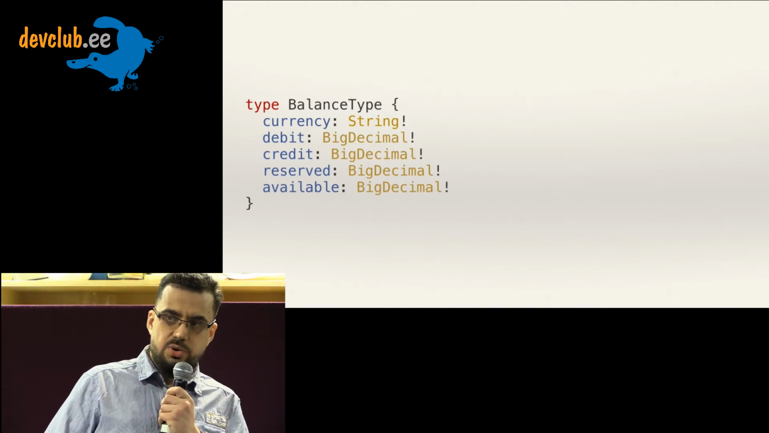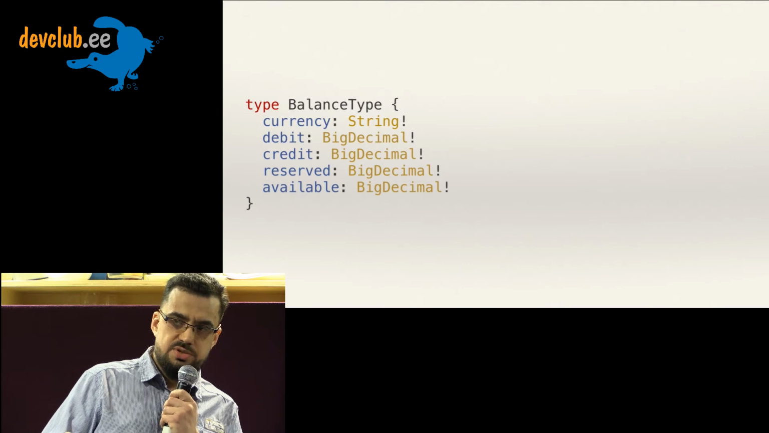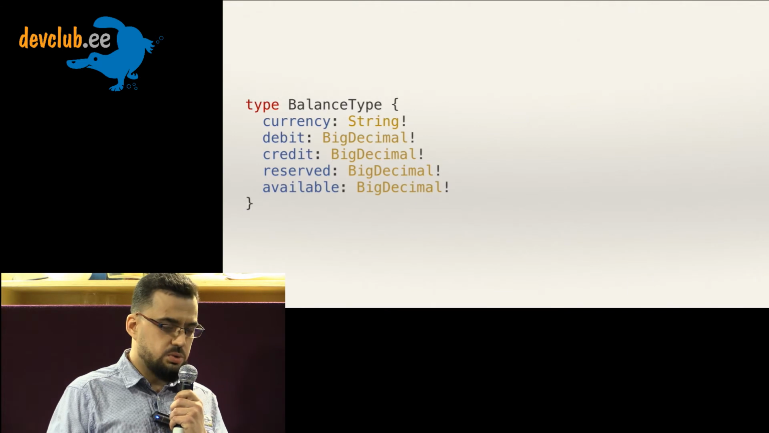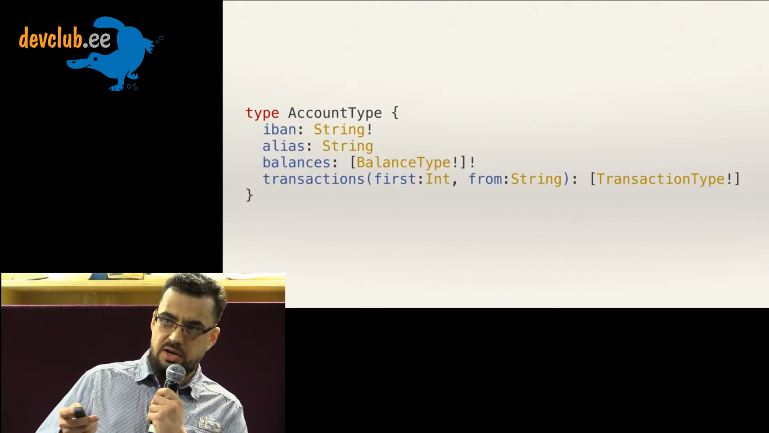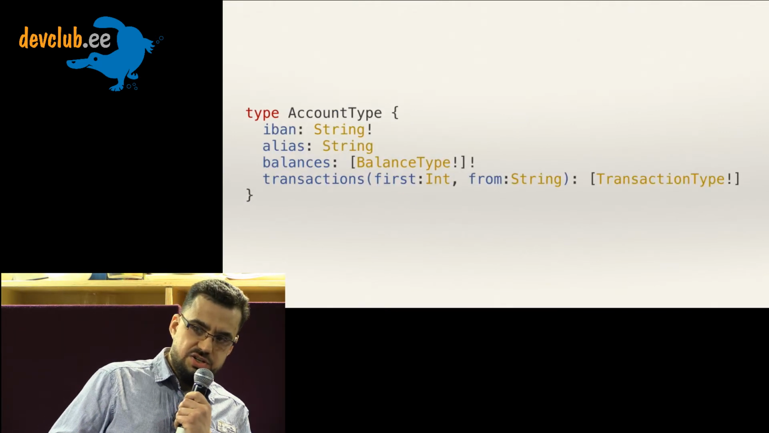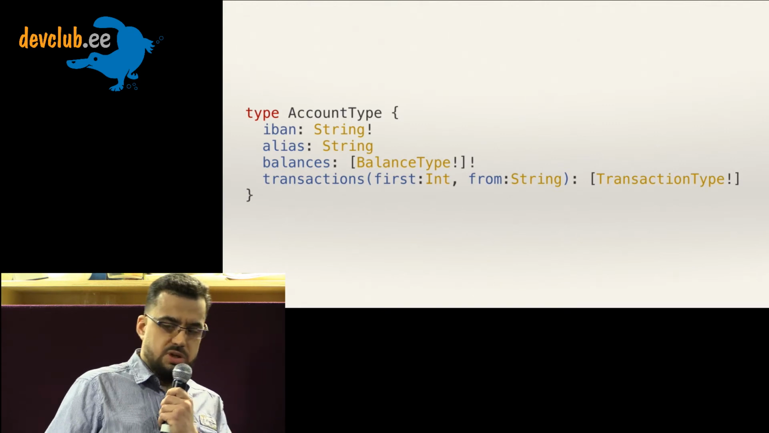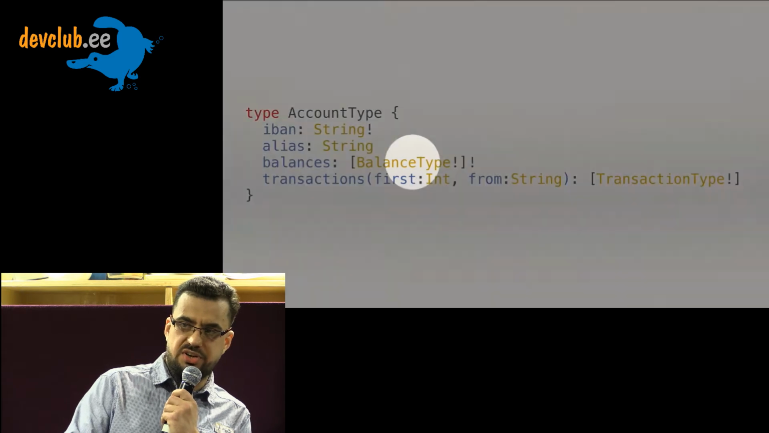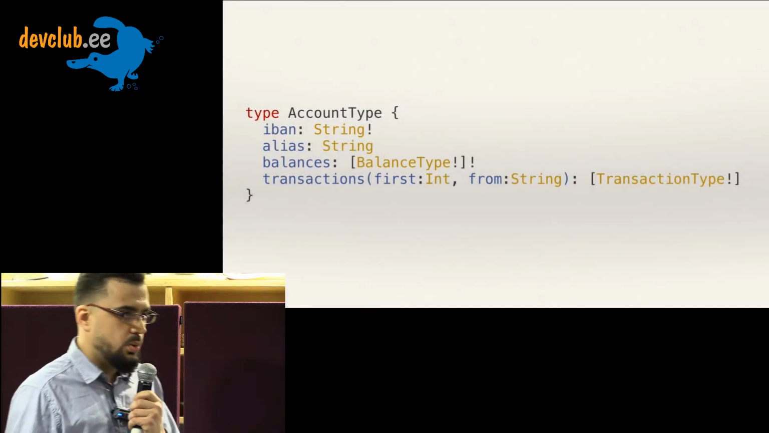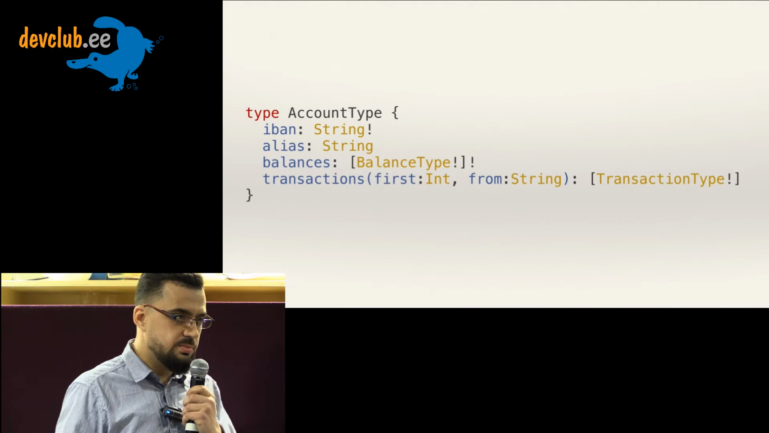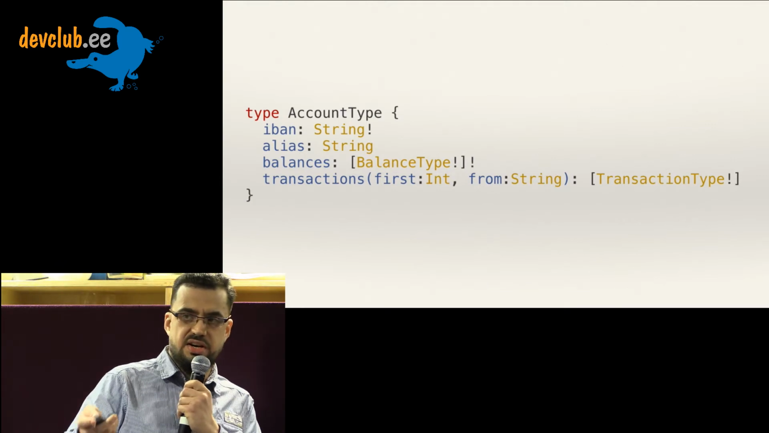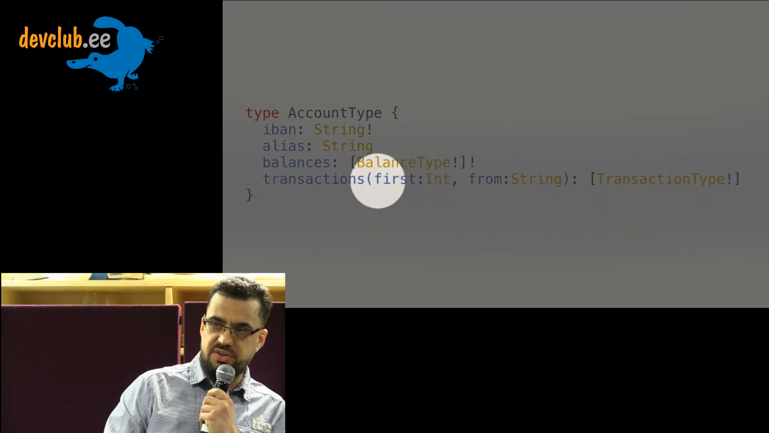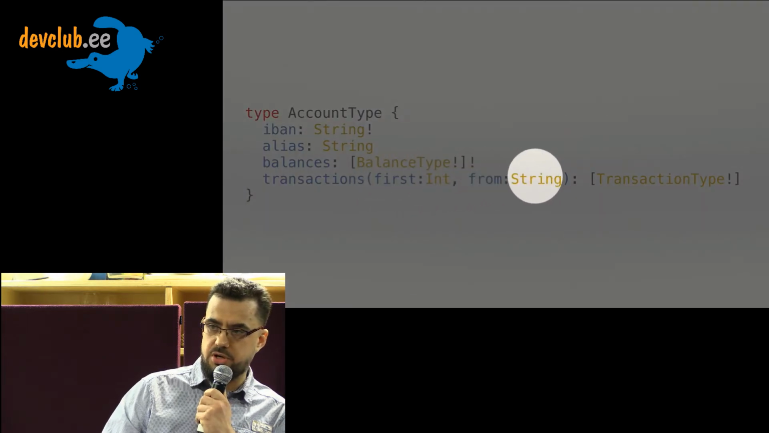So in this case, we are using simple types like a string or big decimal. In GraphQL, they are called scalar types. In declaration also, we may use custom types. For example, this balance type that was declared previously, we can use it in new types. In this case, it is an array of balances. And also in field declaration, we can use parameters.